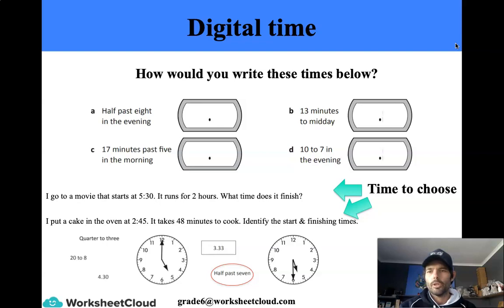And the second question, I put a cake in the oven at 2:45. It takes 48 minutes to cook. Identify the start and the finishing times. So if we just look at the start time, if you put it in at 2:45, then you should be able to recognize that 2:45 is 2:45. Okay, so that'll be the start time, and then the finishing time, if we add 48 minutes onto 2:45, we get 33 minutes past 3.